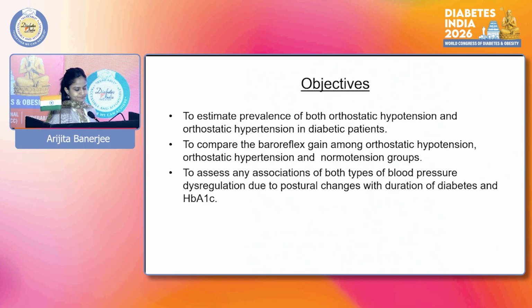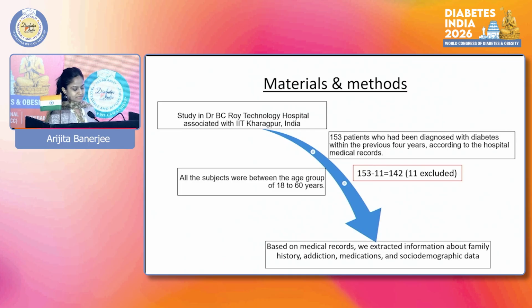The objectives of our study are to estimate the prevalence of both orthostatic hypotension and orthostatic hypertension in diabetic patients, to compare the baroreflex cardiac gain among these three groups, that is hypotension, hypertension and normotension groups in the diabetic population, and to assess any associations of both types of blood pressure dysregulation due to postural changes with duration of diabetes and glycated hemoglobin.